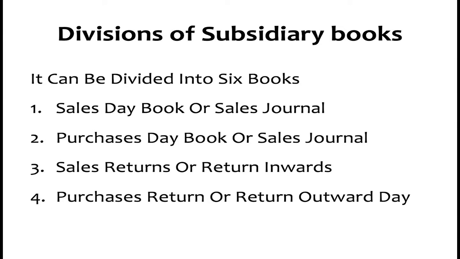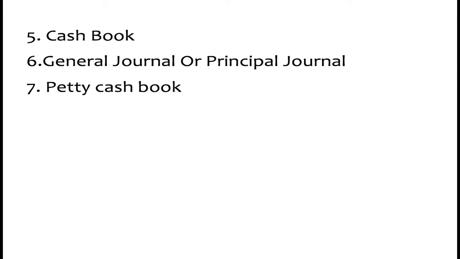Subsidiary books can be divided into 7 books at most. First, we have the sales day book or the sales journal. Number 2, we have the purchases day book. Number 3, we have the sales return or the return inwards. Number 4, purchases return or return outward book. Number 5, the cash book. Number 6, we have the general journal or the principal journal. Number 7, we have the petty cash book.